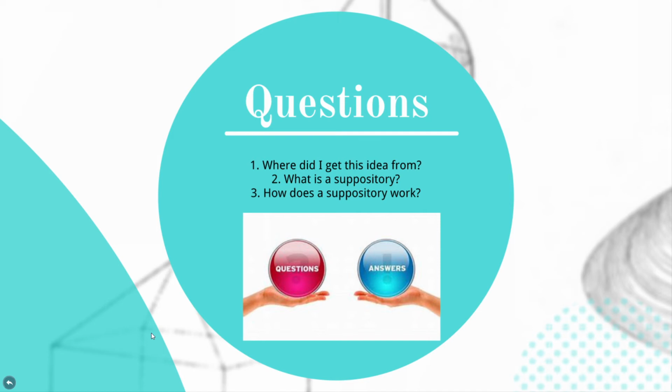When the suppository melts, it softens the stool for easier passage. It can also hydrate the stool if it's very hard, making it easier to pass. So this is called a hydration suppository, which can also help the muscles in the rectum to contract. A suppository can also help with irritation in the rectum.